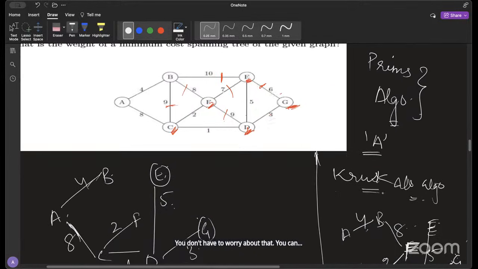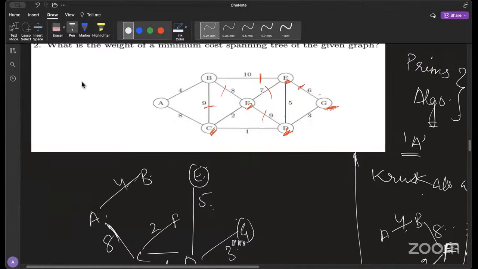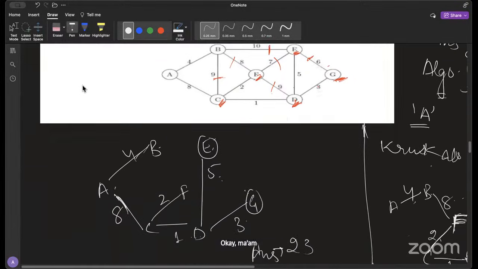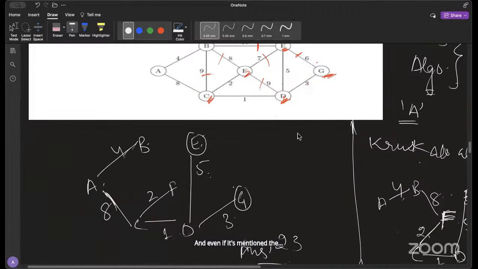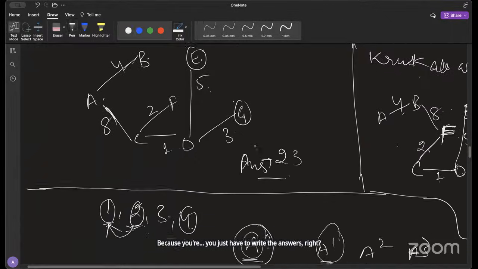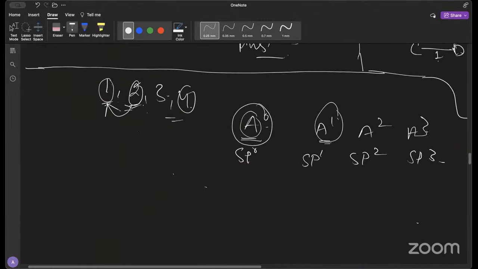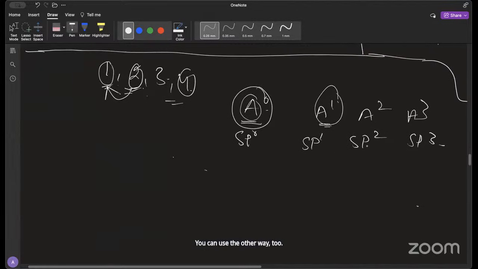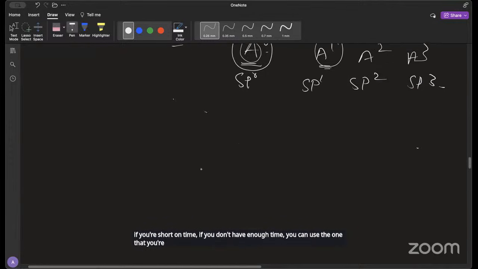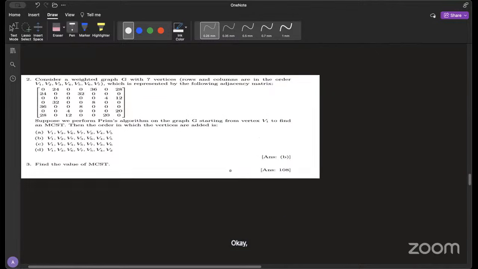I find Kruskal's algorithm easier, but you can just do whatever algorithm you want to go with if it's not mentioned. Okay, ma'am. And even if it's mentioned, because you just have to write the answers, right? So you can use the other way too. If you're short on time, you can use the one that you're comfortable with. Okay, then coming to this question.